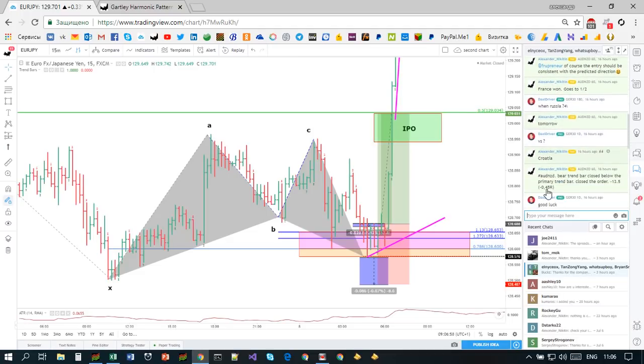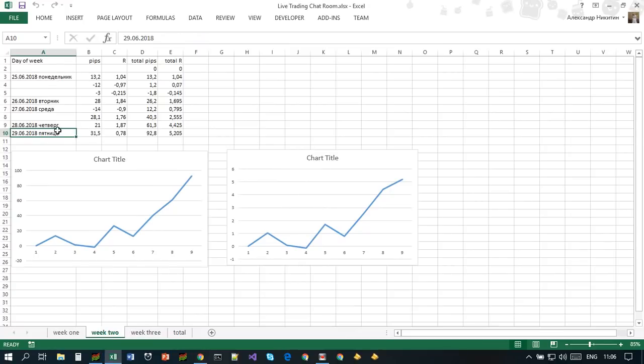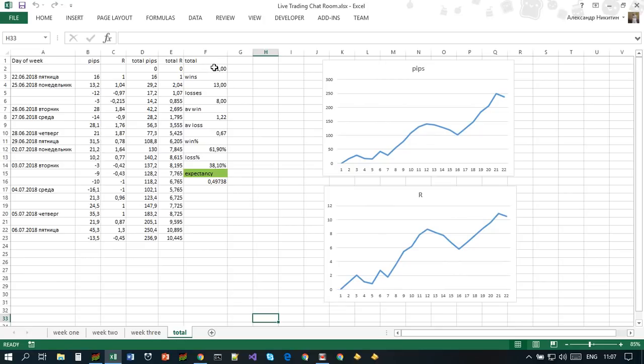So let us see. In this manner, Aussie New Zealand bear trend bar closed below the primary trend line bar, closed the order minus 13 pips. It was yesterday on Friday. Okay, so this is the result of week number 2. You can see this is the result of week number 3. You can see this trade to trade, and this is simply the total result, and I calculated the statistical stuff. So totally we had 21 trades over the course of these 2 weeks and 1 day. We had 13 winners, 8 losses.